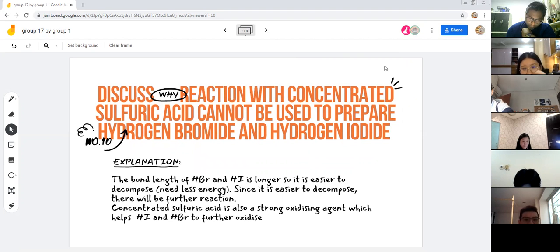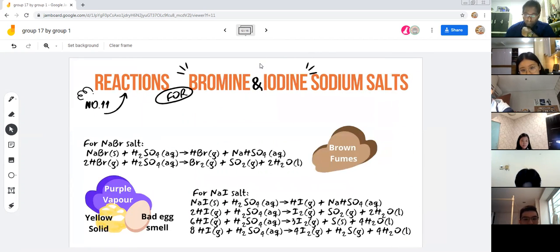The bond length of HBr and HI is longer, so they will decompose if sodium bromide or sodium iodide reacts with sulfuric acid, which means that they won't form and will decompose to something else. It's shown here. The sodium bromide will at first form hydrogen bromide, but will then decompose to form bromine, which is why we can see brown fumes being produced.